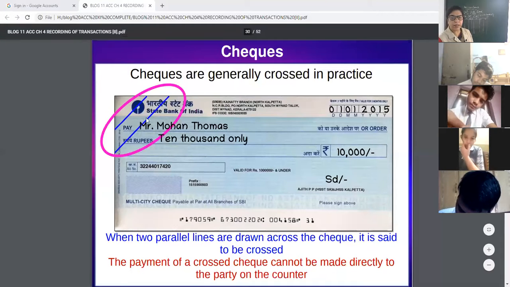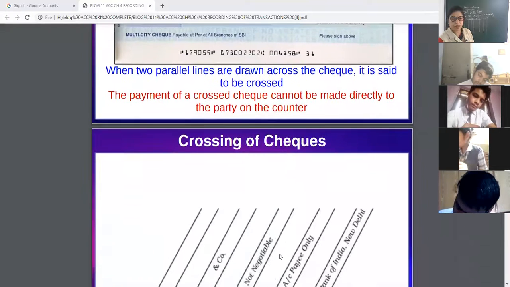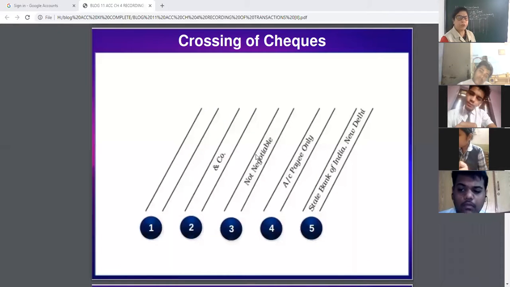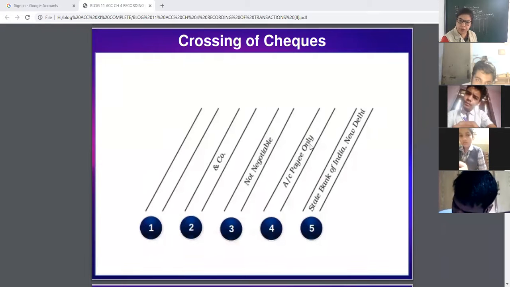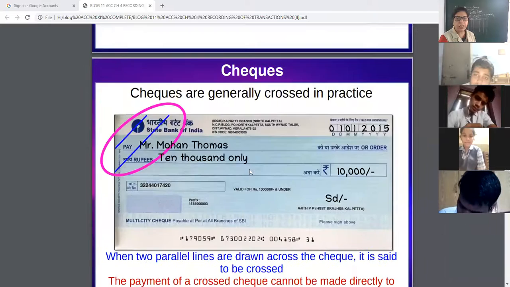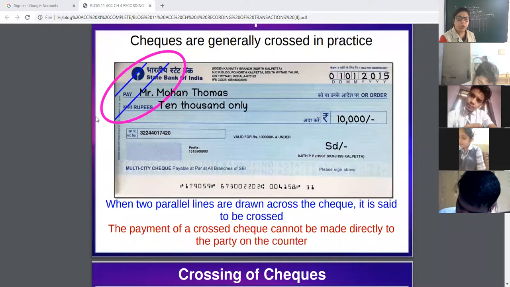You can see the screen. Crossing of check. These are the examples of crossing of check. Blank. You can write and company. You can write not negotiable. You can write account pay only. You can write name of bank. These are known as crossing of check. Crossing of check means at the top, two parallel lines.